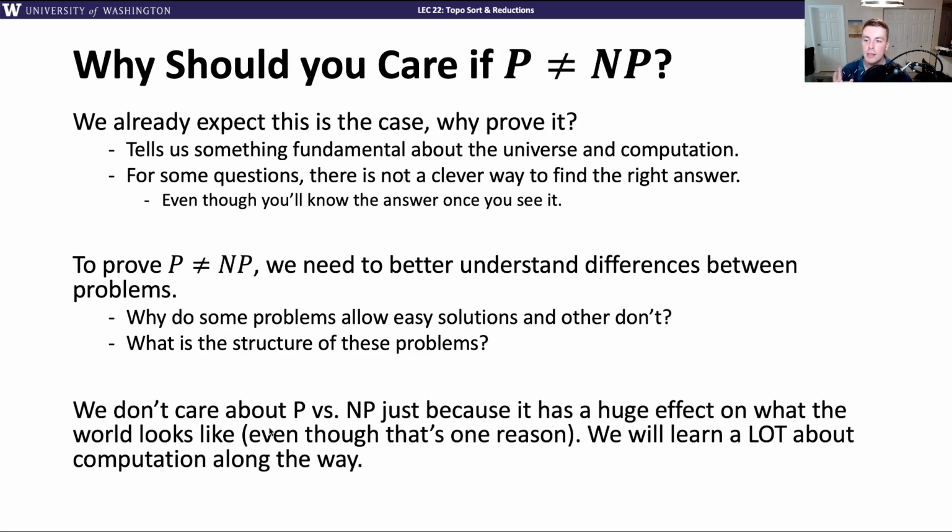Now, we don't just care about P versus NP because it has a huge effect on what the world will look like, even though that is one reason to care about it. One of the things that we care about from a computer science standpoint is computing. We care about what the limits of computing are, and this is a really interesting limit because we don't know how to solve it, and we've been trying for a really long time. So that's kind of the broad context. What is this P versus NP? Why do people care about it?